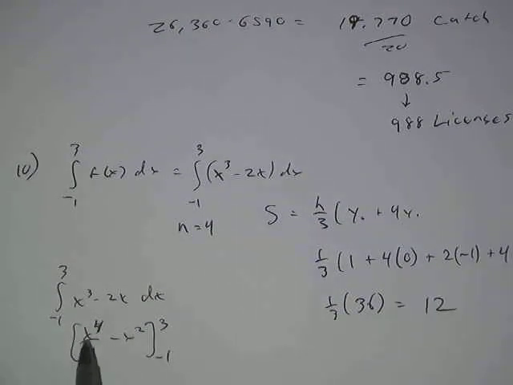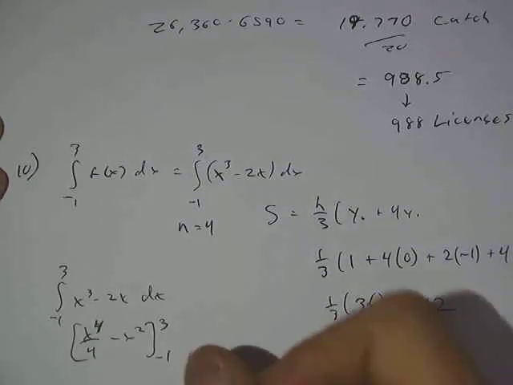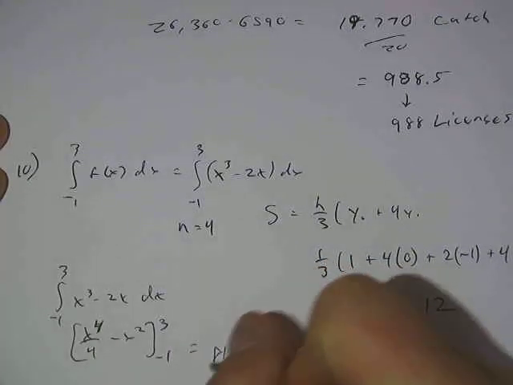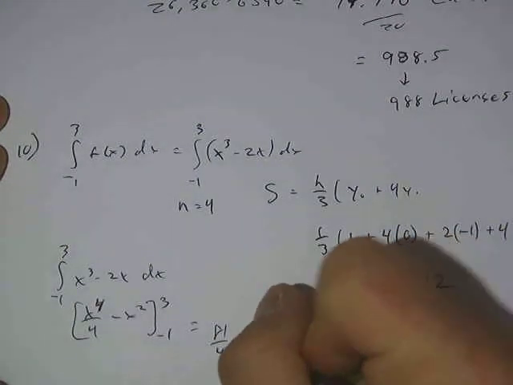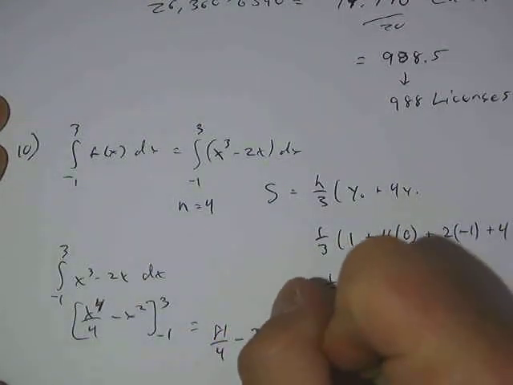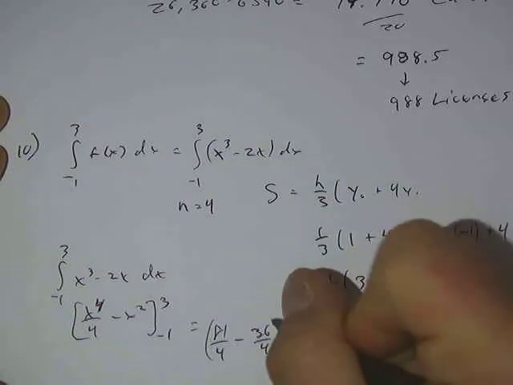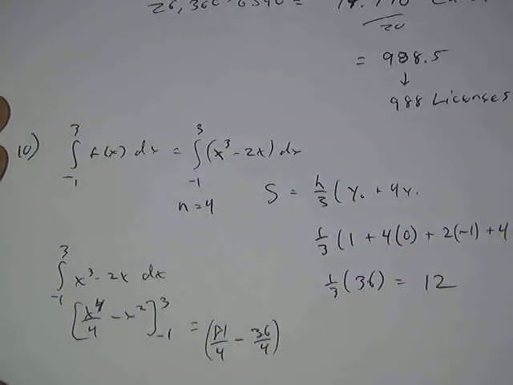So if we put our 3 in there, we're going to get 3 to the 4th power, which is how much? Oh, 81. So we'd have 81 fourths. So 81 fourths minus a 3 in here would be 9. And I'm just going to write it as 36 fourths here. I'm going to put the 3 in there, 9. So I'm going to subtract those two.